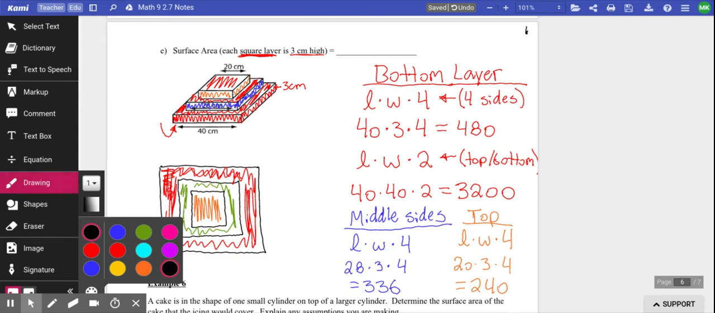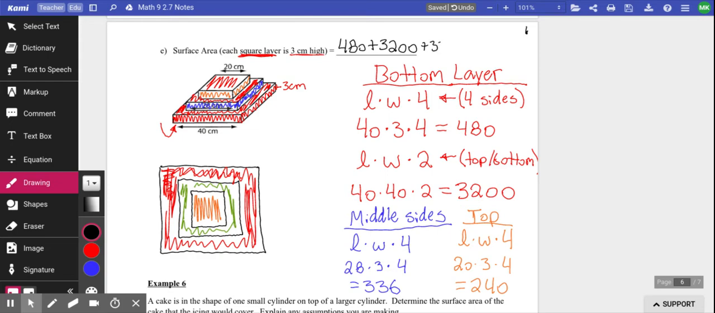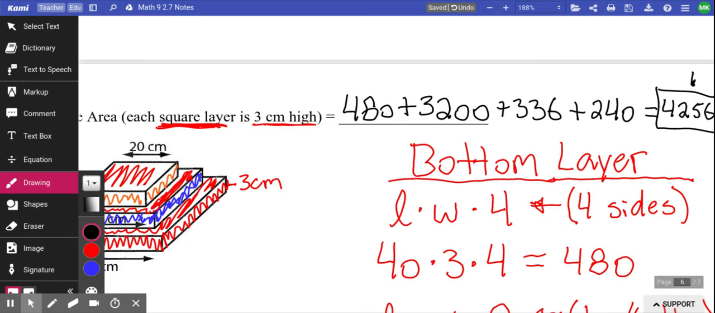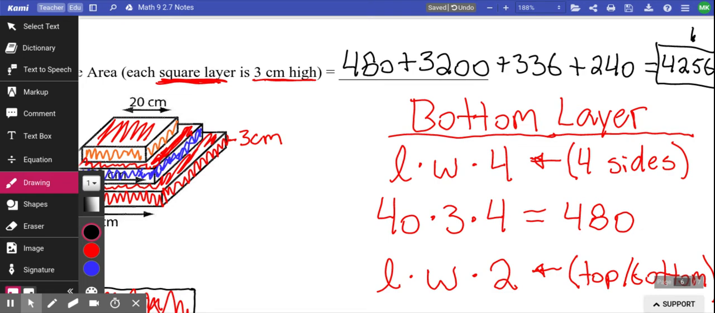Your final answer to this question would be the bottom layer, which we decided was 480 plus 3200. That's from the bottom. Plus the middle layer, which is another 336, plus the top layer, which is 240. That's 4,256. Sorry, that's a little small. So that's all the areas we calculated added up together: 4,256. I tried to zoom in so it's a little bit more clear.